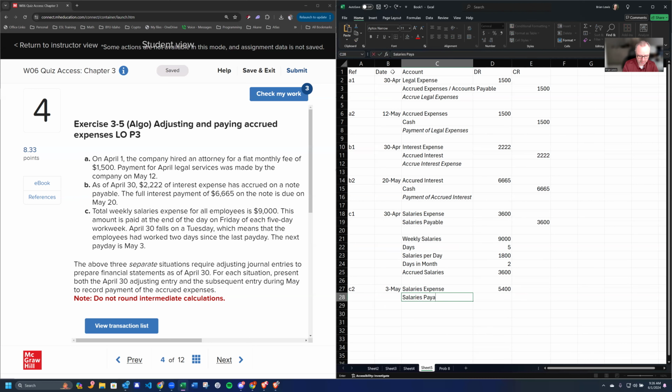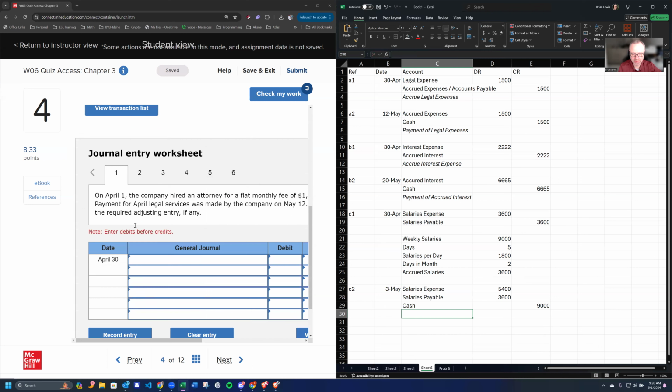payable. We're going to clear that out for what we did accrue, which is the 3,600. And then we have cash. And that's going to be for the sum. And it should equal $9,000. Okay, so those are our entries. Do not round intermediate calculations. Not exactly sure what that means, but that's all right.